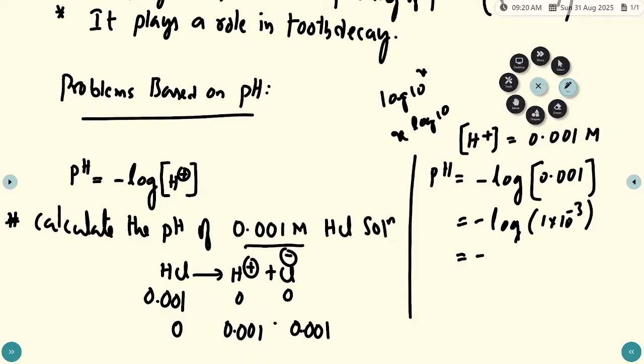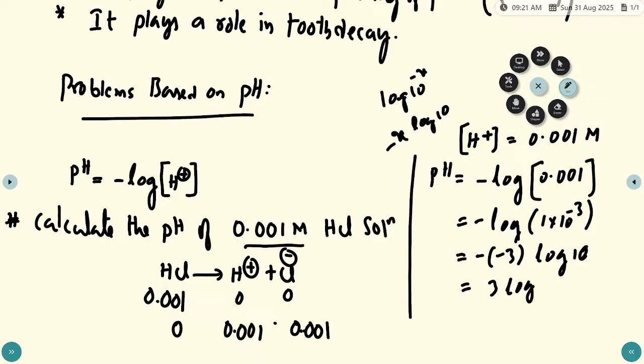Similarly, for example, 10 to the power of minus 3 log 10. Similarly, here also you can write like that. So minus into log of 10 to the power of minus 3 means minus 3 log 10. Okay, so minus into minus is plus, so it becomes 3 log 10.